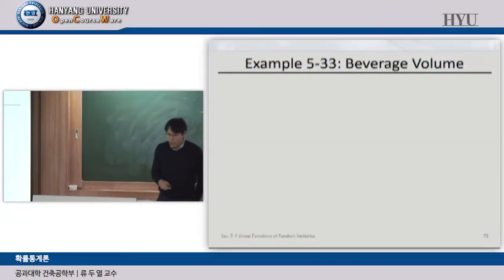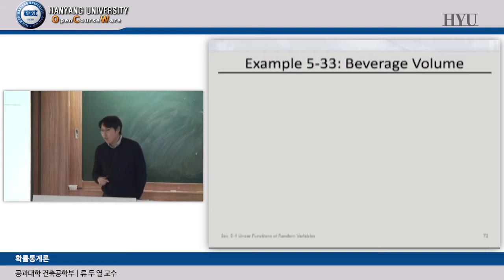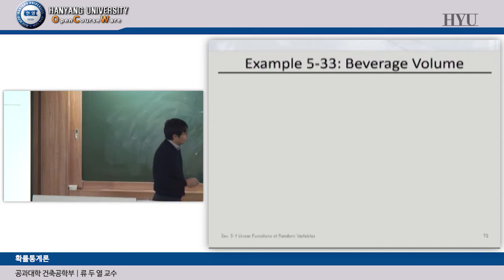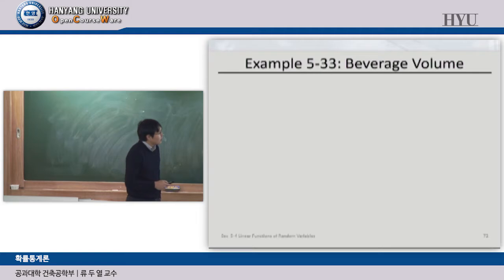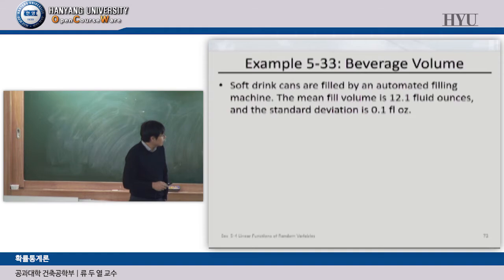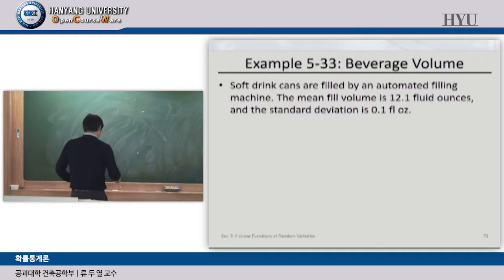In the previous class, we discussed the linear function of multiple random variables, right? Do you remember that? So today, we are going to first solve example 5-33. This is about the beverage volume. Soft drink cans are filled by an automated filling machine, and the mean fill volume is equal to 12.1 fluid ounce. Okay, this is the unit, and the standard deviation is equal to 0.1 fluid ounce.